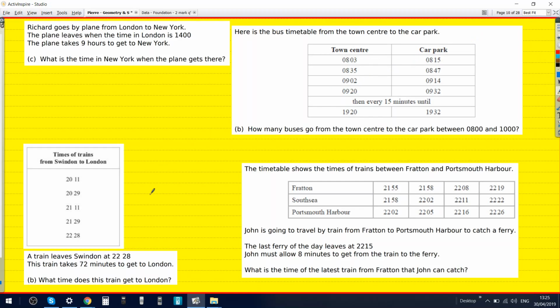Let's just do bottom left. Okay. No. That's okay. Right. Let's do top right. Okay. How many buses go from the town centre to the car park between 8 and 10?